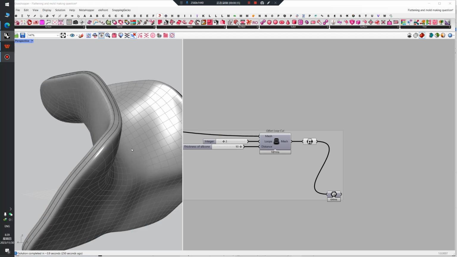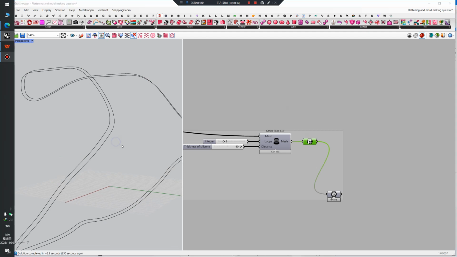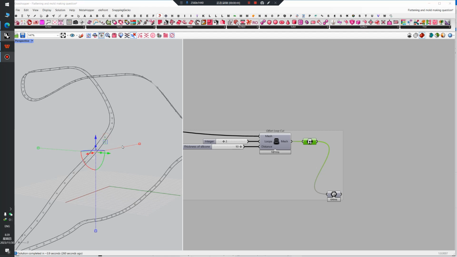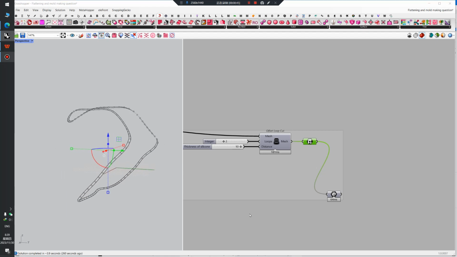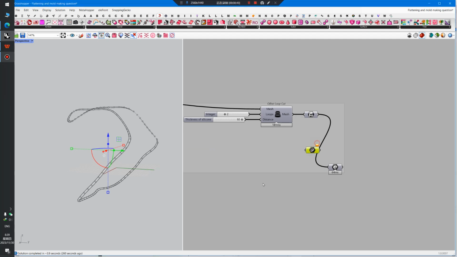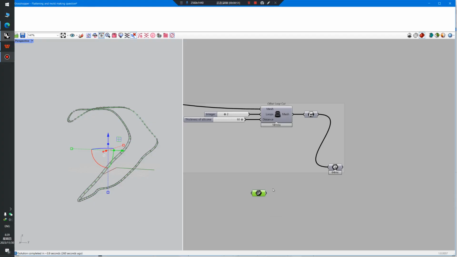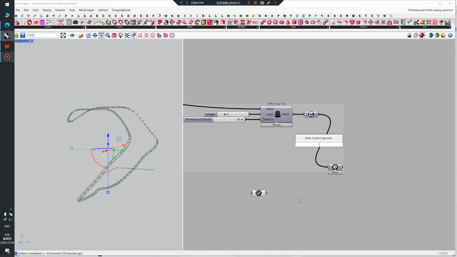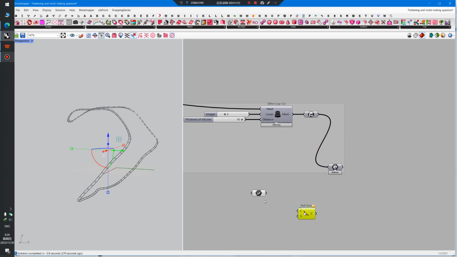We hide it, and we get twin curve. This curve is what we need. Then we get back to Grasshopper and get this curve into the Grasshopper, and we pull curve.